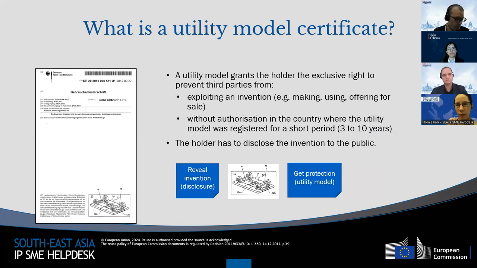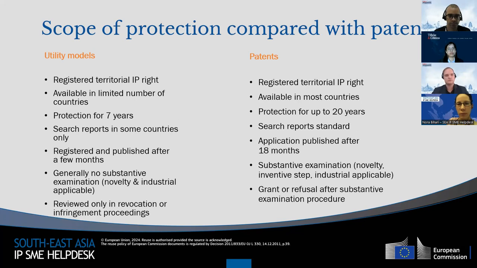So besides a patent, we have a utility model, which is smaller than a patent, and the protection of the utility model is also less than a patent. In Cambodia, the protection of a utility model is just 7 years, while a patent is 20 years of protection. So next. Maybe I have to go quicker. Okay. This is the scope of protection compared with a patent.